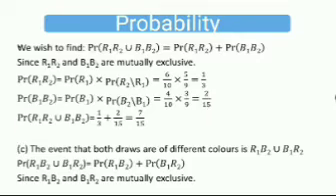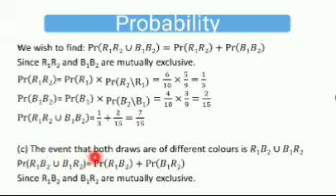Is that clear? Now the probability of red red or blue blue will be equal to 1 over 3 plus 2 over 15. So by the time you add this one, if you simplify, you are going to get 7 over 15. Is that clear?